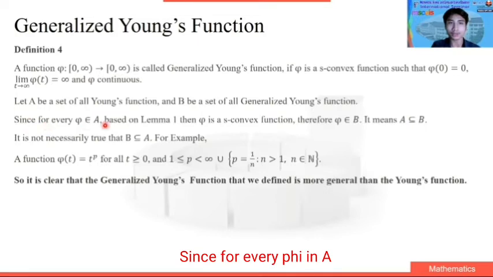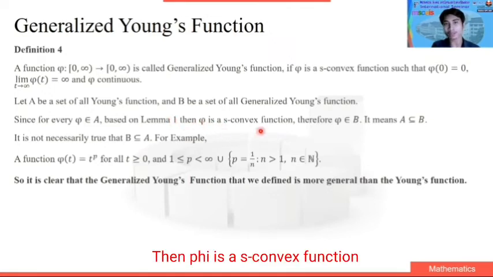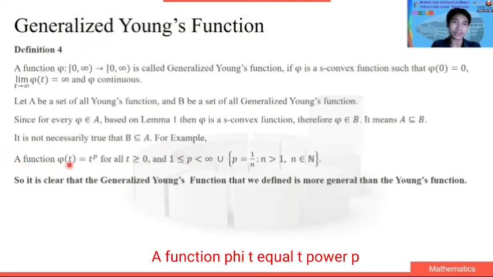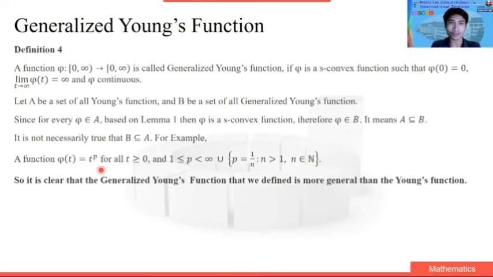Since for every phi in A, based on Lemma 1, phi is an S-convex function. Therefore, phi is in B, which means A is a subset of B. It is not necessarily true that B is a subset of A. For example, a function phi(t) equal to t to the power p for all t positive and p values.